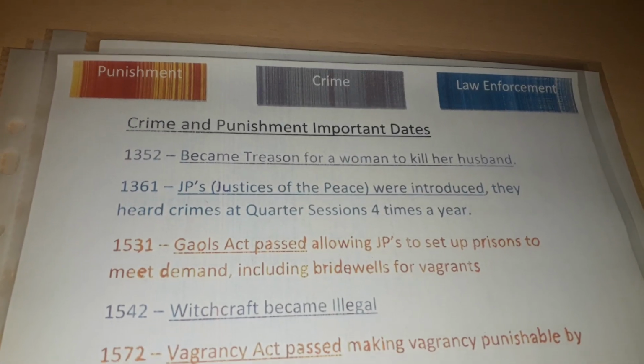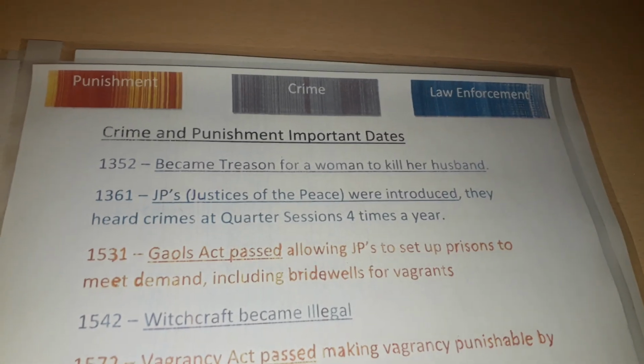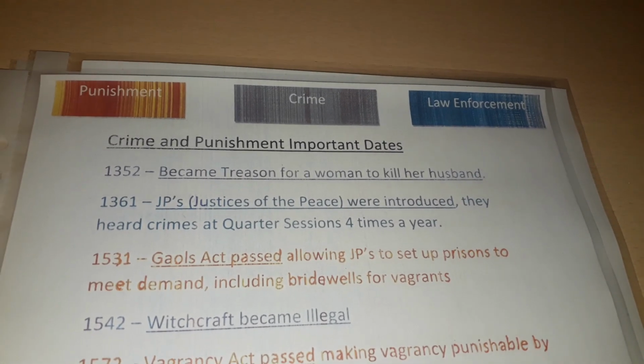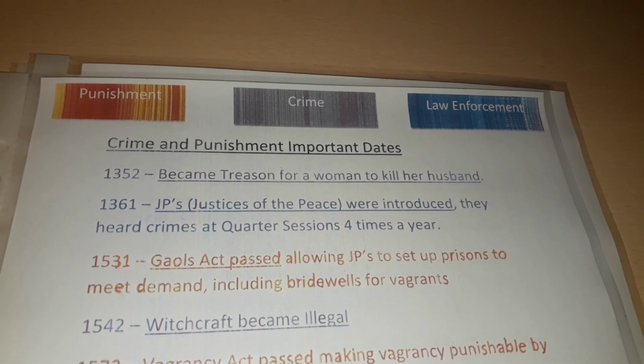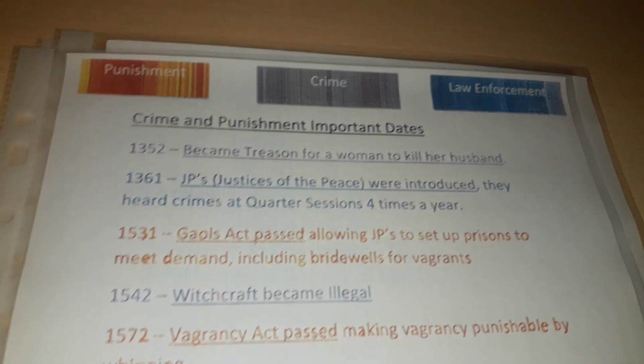In 1352, it became treason for a woman to kill her husband. Treason's considered a lot worse than murder. For murder you might be executed, but for treason you'd be burned alive. And yeah, it's a lot more severe.